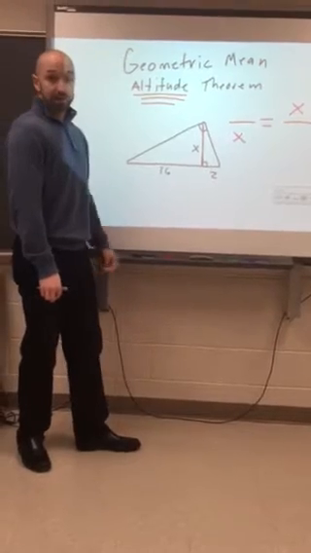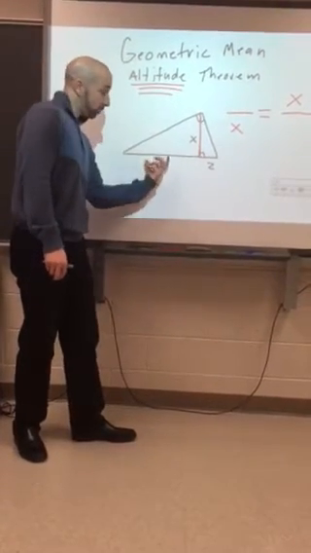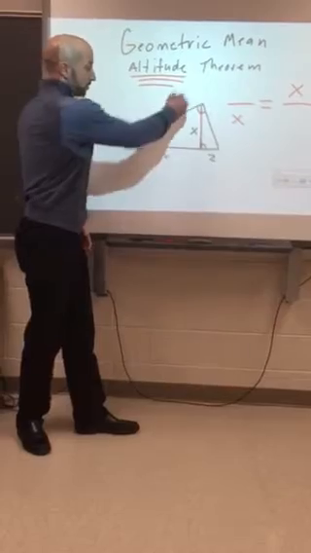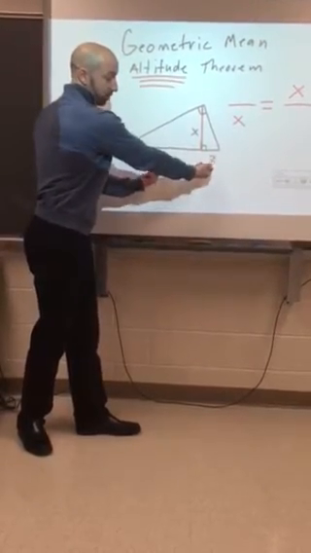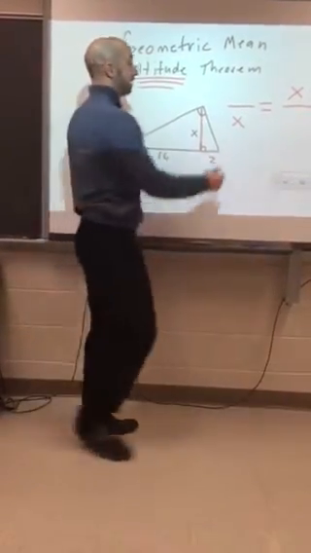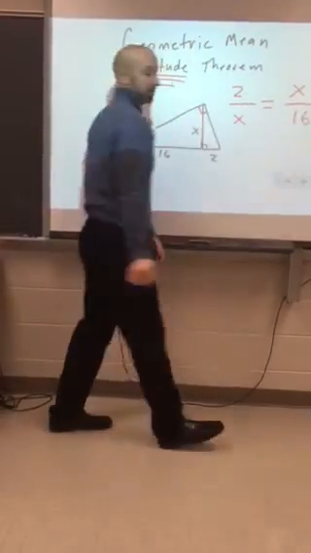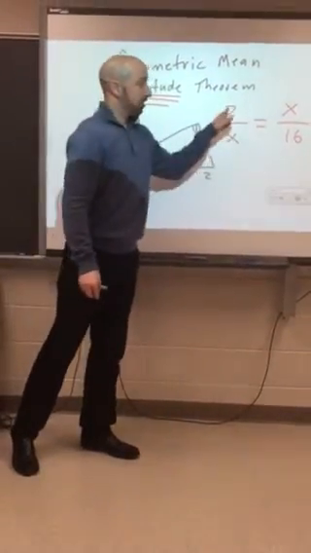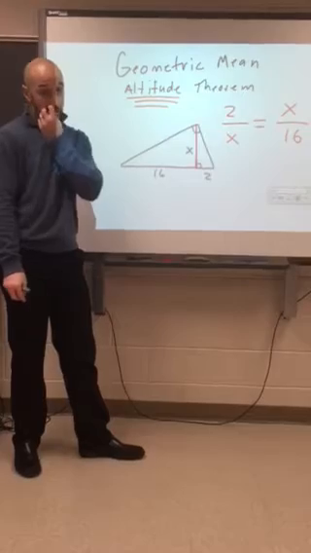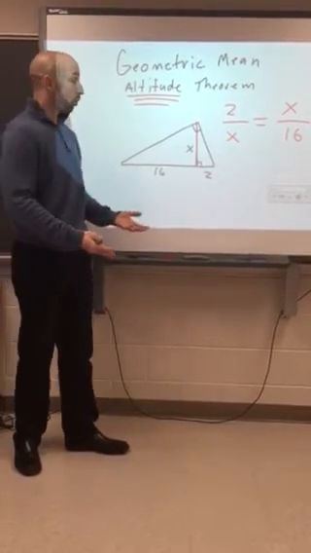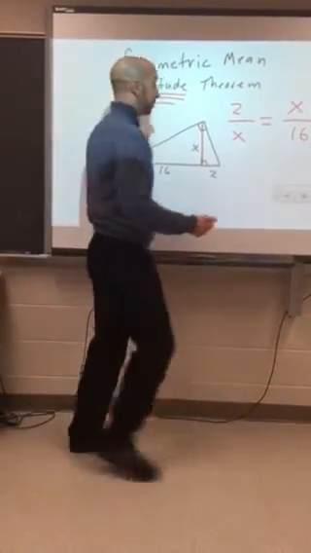All right, the geometric mean altitude theorem is between both parts on the hypotenuse. So in the large right triangle, these are both parts on my hypotenuse, and I'm going to go ahead and plug them into my proportion. It doesn't matter where these go as long as they're across from each other. From this moment, I'm going to solve this proportion by cross multiplying.